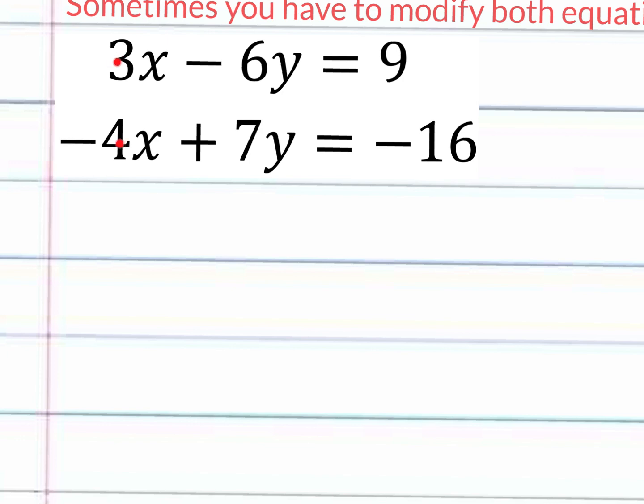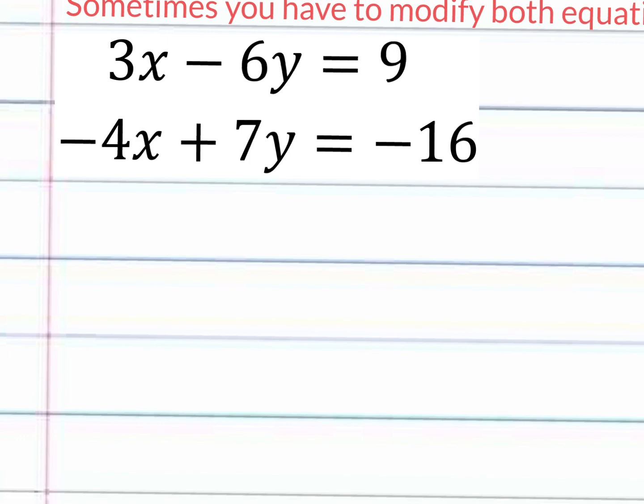If you want to cancel out x's, I recommend multiplying this number by that number. Or if you wanted to cancel out y's, I recommend multiplying the top equation by the bottom number 7 and the bottom equation by the top number 6. So I would need this to be a 12 to eliminate with the negative 12, or I would need this to be a negative 42 to eliminate with the positive 42. Obviously 3 and 4 are smaller than 6 and 7, so I would choose to eliminate x's. You could choose to eliminate y's, but you're going to deal with bigger numbers, which is more likely to make a mistake with.